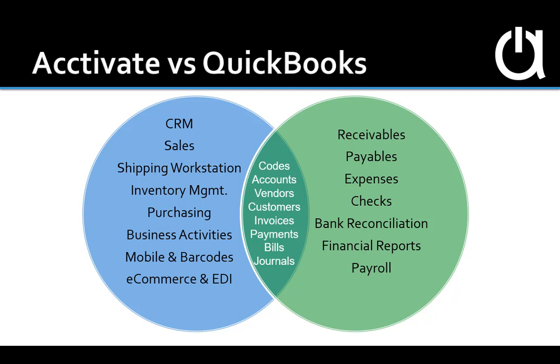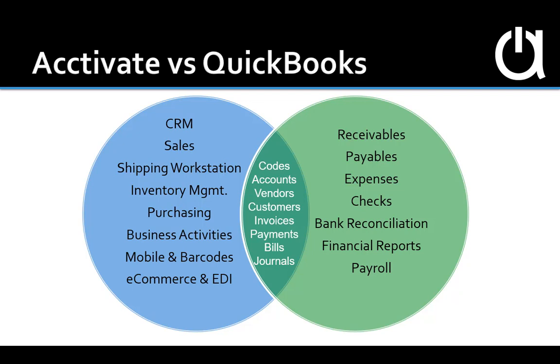Activate also handles all purchasing from purchase order to vendor bill, as well as we have business activities, which can be used for CRM, and then we also have mobile and barcodes, e-commerce, and EDI. QuickBooks handles your receivables, payables, expenses, checks, bank reconciliation, financial reports, payroll. This includes your lists like a sales tax setup.